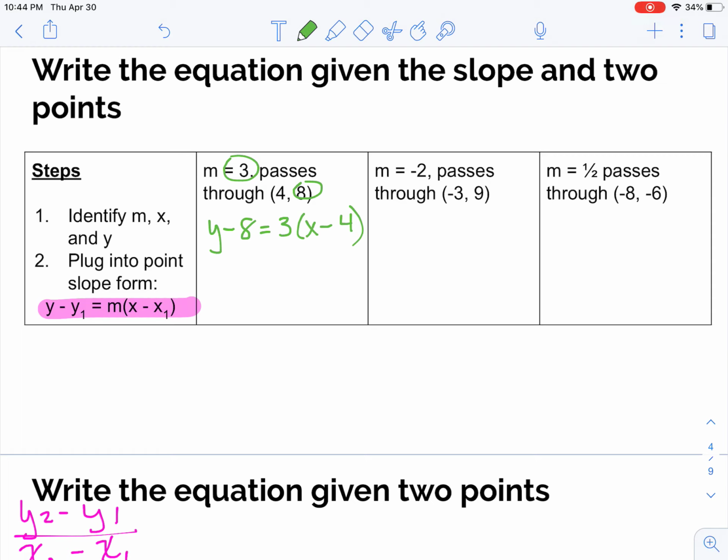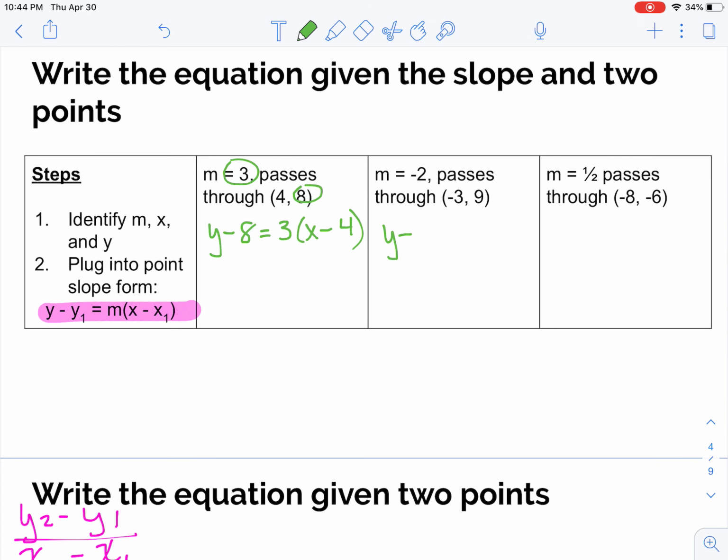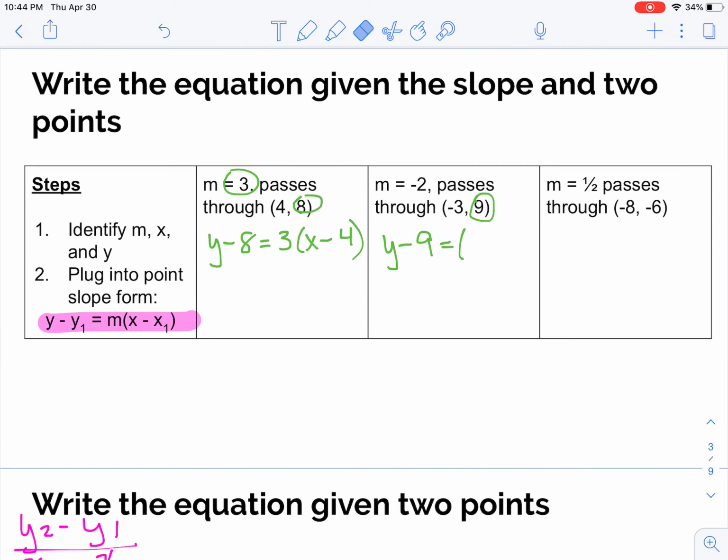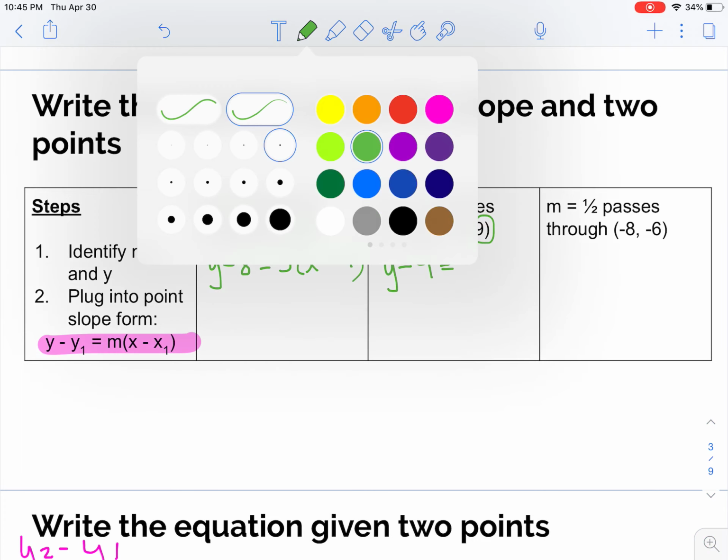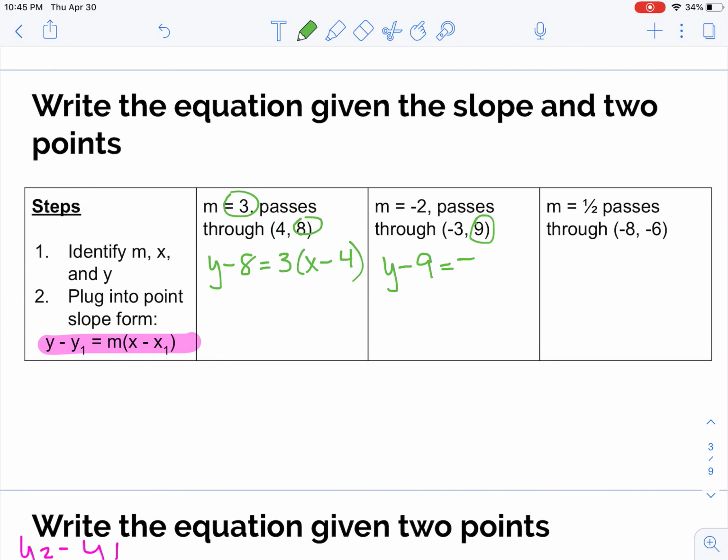All right. Let's try again. I've got y minus y1. Okay. So this is my y here, my 9, is equal to the slope, which is negative 2, times x minus x1. It's always going to be opposite of what it appears.